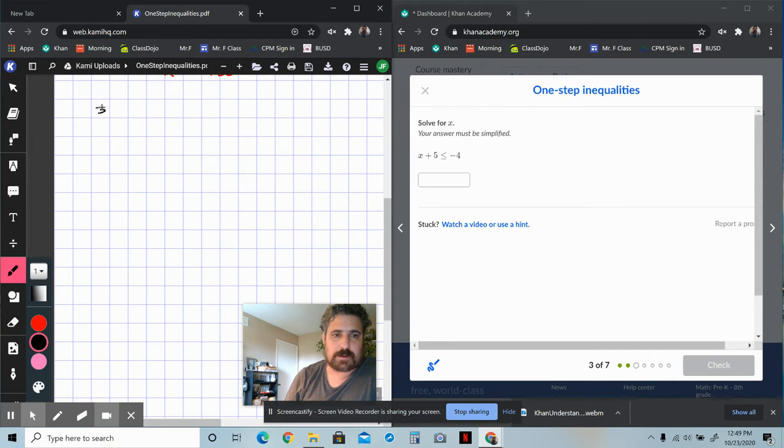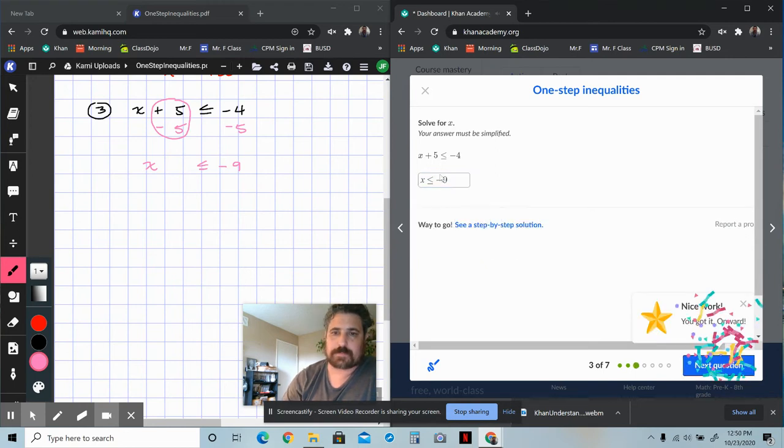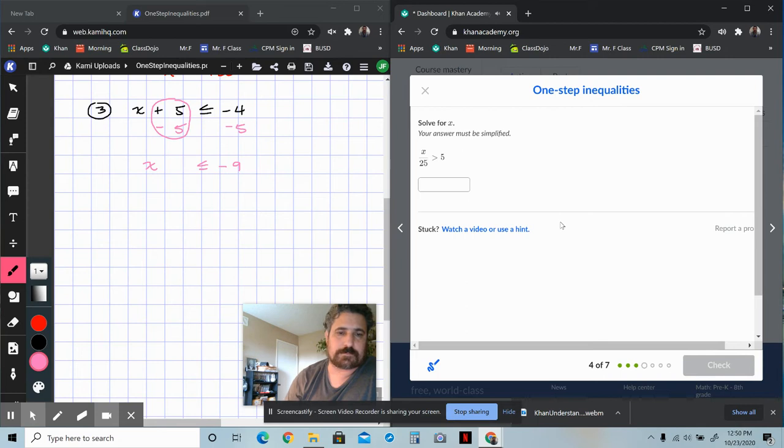So on number 3 here, it's a much simpler situation. You just get x plus 5 is less than or equal to negative 4. All you're going to do to solve this problem is take away 5 from both sides. You're going to get a 0 pair on the left. And you end up with x is now less than or equal to negative 4 plus negative 5, which is negative 9. And that's it. So then you write x is less than or equal to negative 9. Now we do the next problem.